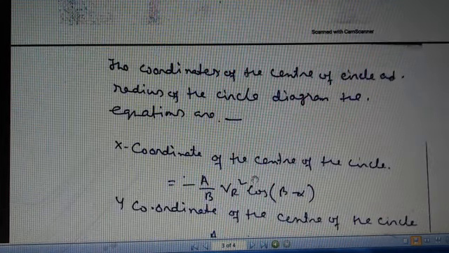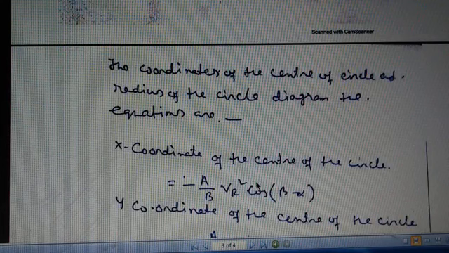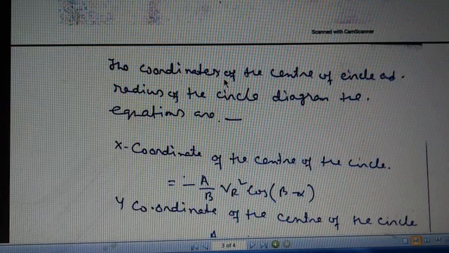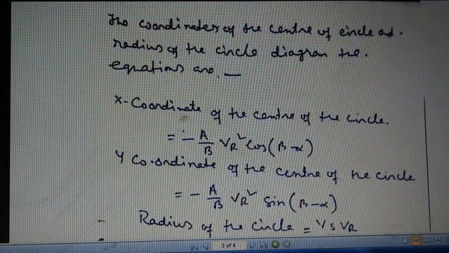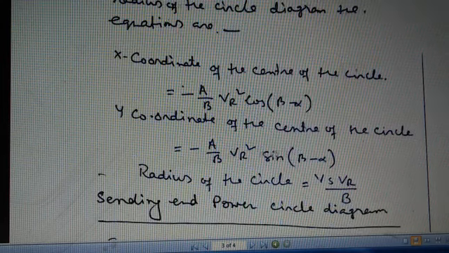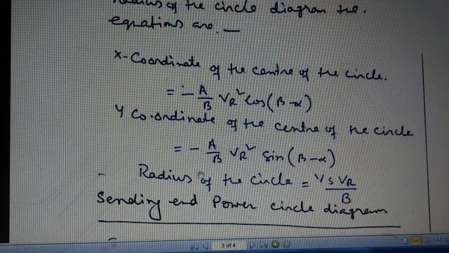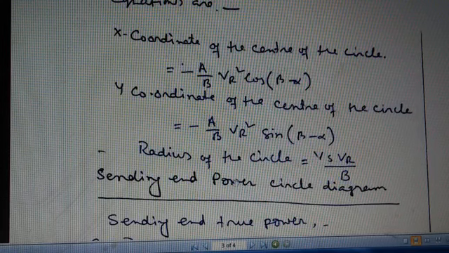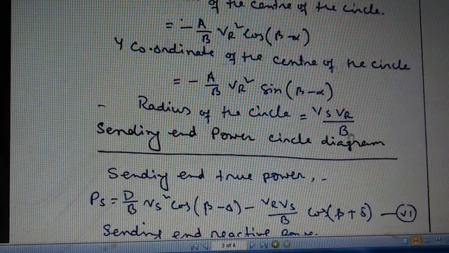Now the coordinates of the center of the circle and the radius of the circle are given by the equations. The x coordinate of the center of the circle equals minus A by B Vr squared cos of beta minus alpha. The y coordinate of the center of the circle equals minus A by B Vr squared sine of beta minus alpha. The radius of the circle is Vs into Vr by B.